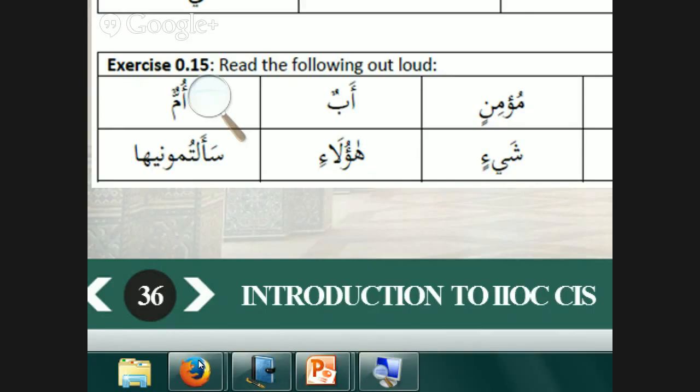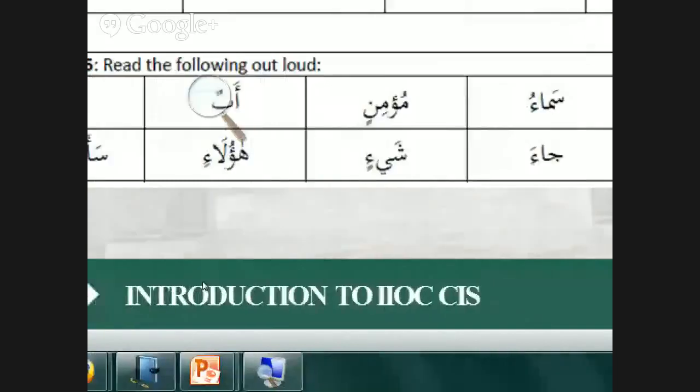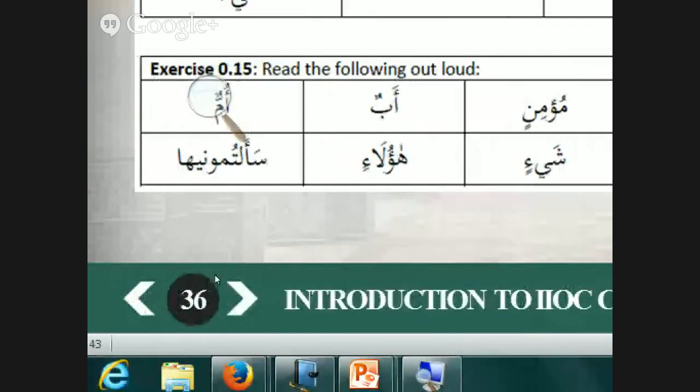Okay, so let's try this one. Ummun. Ummun. Right? Okay. So the rest is homework. And you see some interesting ones here, like this last one. See if you could do this last one by yourself. Remember one thing, you don't see all the vowels here. Let me remind you why you don't see all the vowels. There's a few rules that we've learned actually.